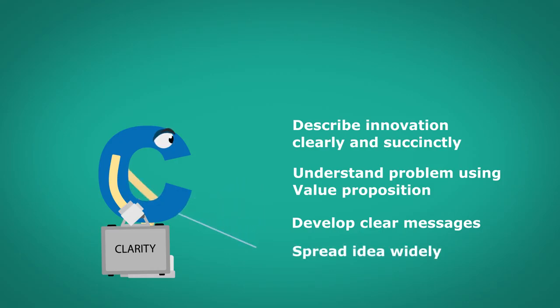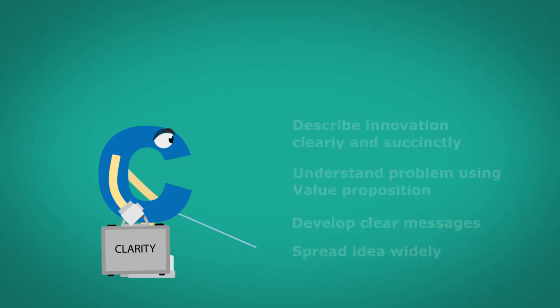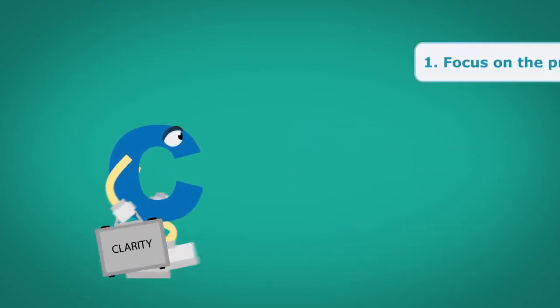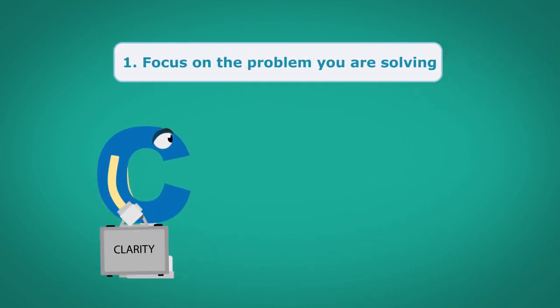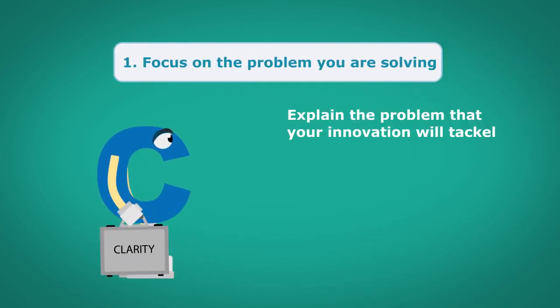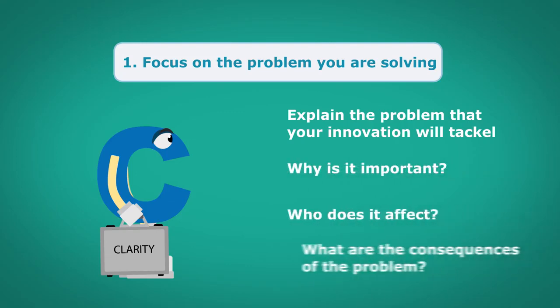To begin with, there are some basic principles to follow when communicating your innovation. Number 1. Focus on the problem that you're solving. Explain clearly the problem that your innovation will tackle. Why is it important? Who does it affect? What are the consequences of the problem?